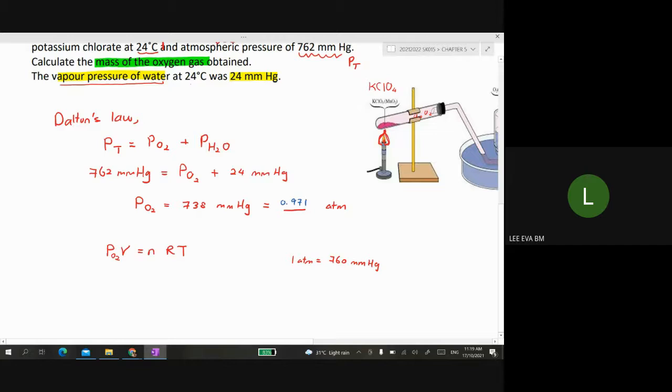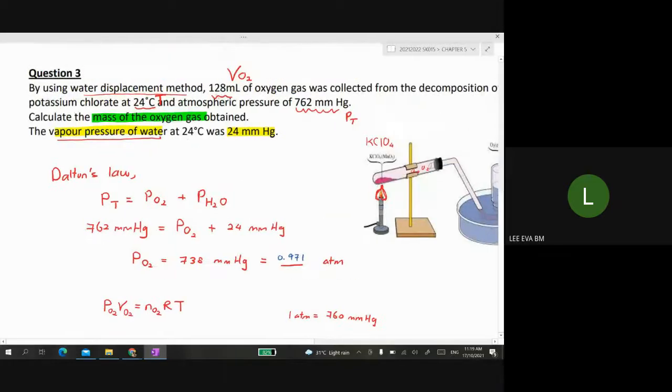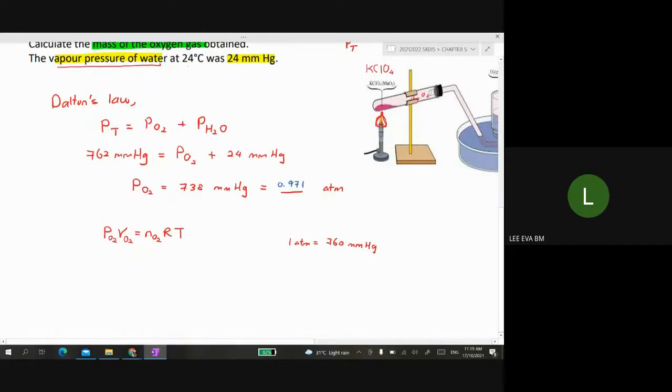Why do we write the abbreviation PO2? Because in this question we have the total pressure and we have the vapor pressure of water, so you need to indicate what pressure you are using. Since we want to find the number of moles of oxygen, we put the partial pressure of oxygen. Volume is also the volume of the oxygen gas. Going back to the question, 128 milliliter of oxygen gas was collected, so you just need to substitute the values.